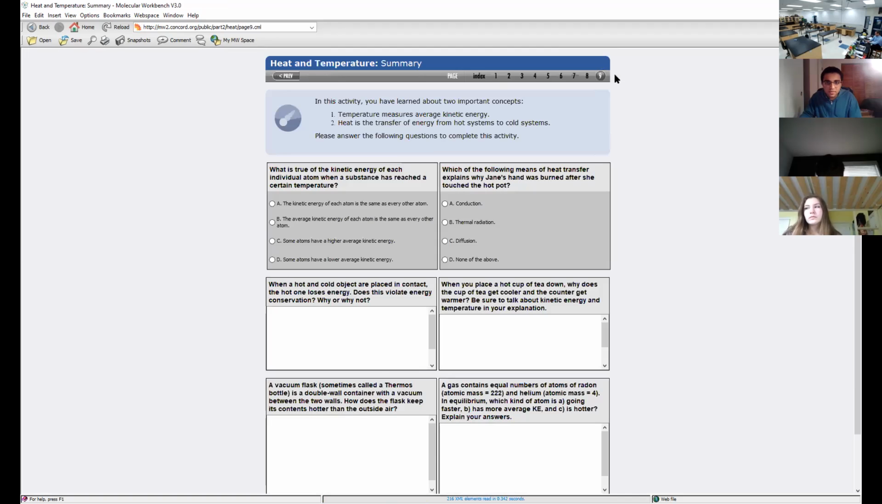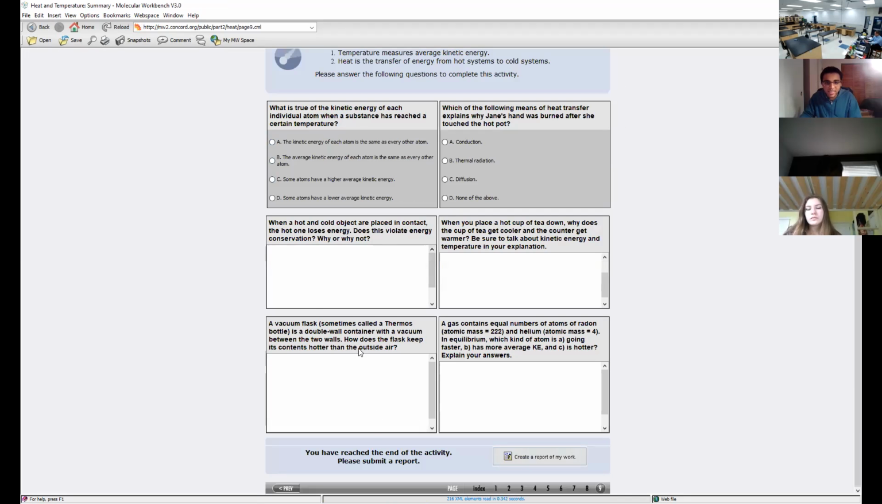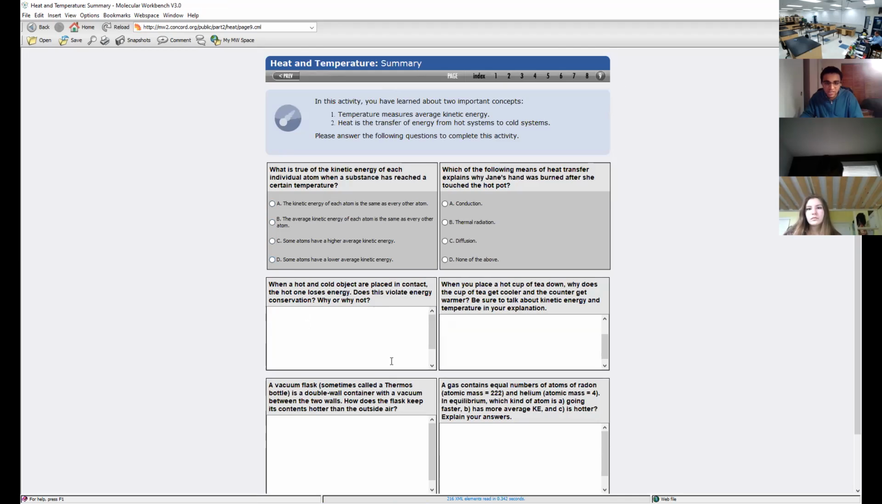All right. And then here, I think at the end, they keep a reflection where you can create some responses. What is true of the kinetic energy of each individual atom when a substance has reached a certain temperature? And which of the following means of heat transfer explains why? All right. So let's look at the question on the left. Take a minute to try the question on the left and answer in the chat.